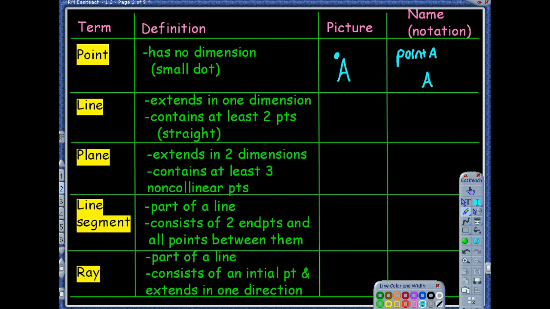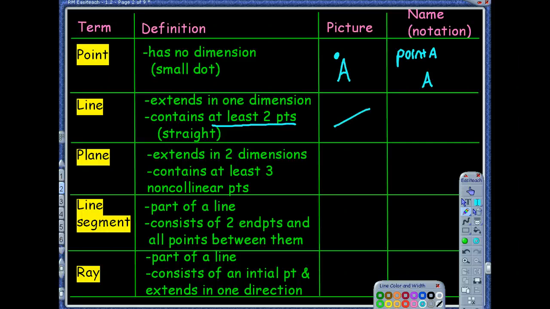Absolutely. Now a line is something that extends in one dimension. You don't need to worry about 3 dimensions here, or even 2 dimensions. It's just one dimension. And it contains at least 2 points. Now there are an infinite number of points on a line, but we're going to name them using 2 points. You need at least 2 points that you can see. Your lines should be straight. We're not going to have weird curves going on.